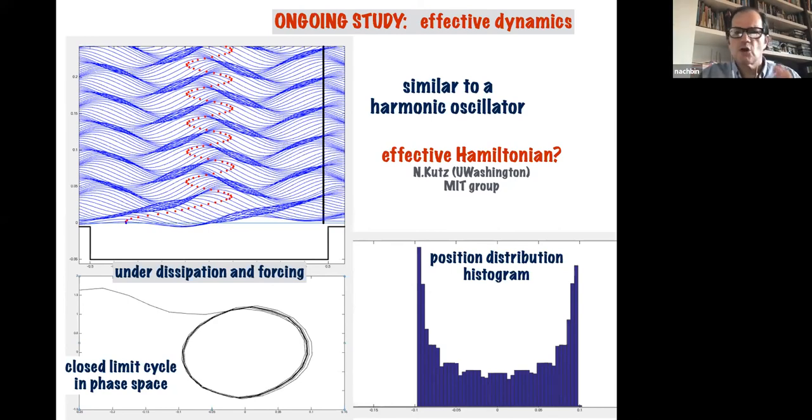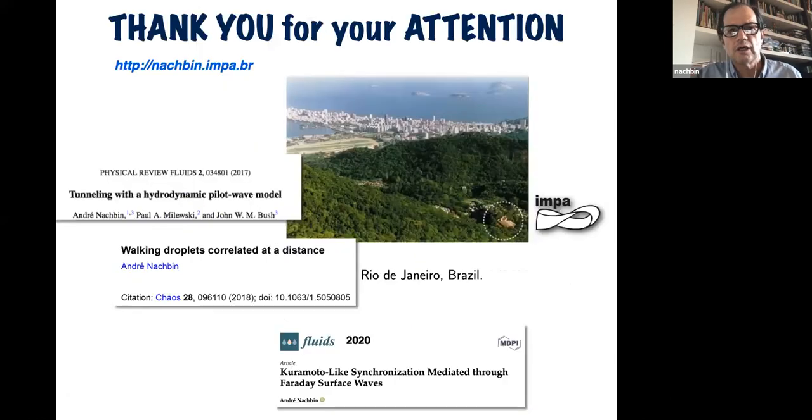So this is more or less what I wanted to say, my 40 minutes are over. Here are some references for recent work on these droplets which are connected at a distance, the tunneling paper, and thank you very much for your attention.